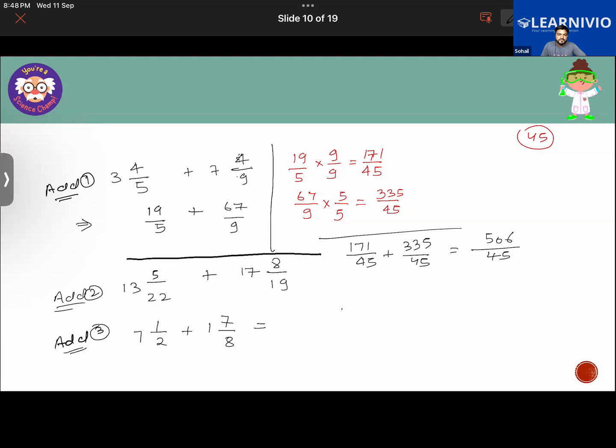Sir, I'm getting the numerator same, but the denominator different. Okay, if that is the case, you will be getting the same numerator. So then you have to make the denominator the same now. You have to convert it into like fractions. Then take the LCM and see what LCM you're getting.